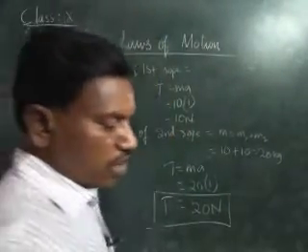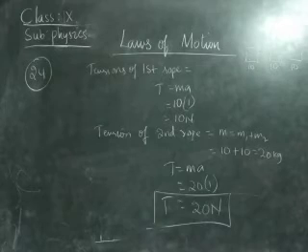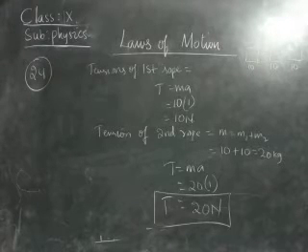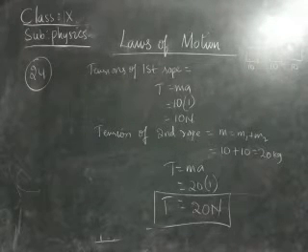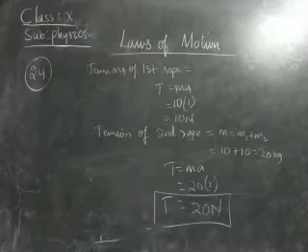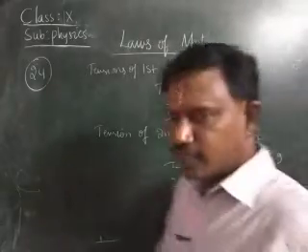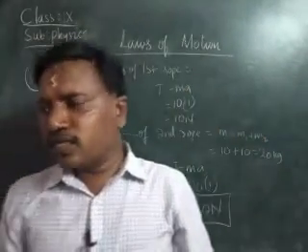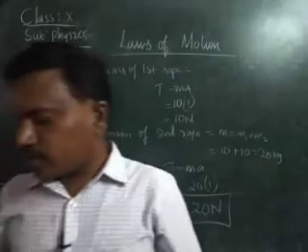Tension of the third rope is already given, children. Tension of the third rope is 30 Newtons, already given. Therefore, no need of finding the tension of the third rope. Okay children? Right.